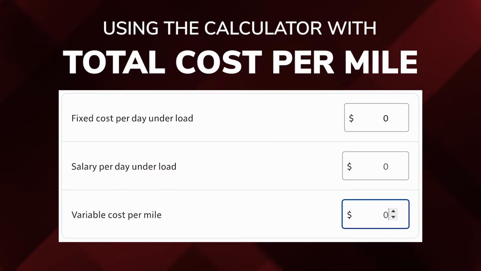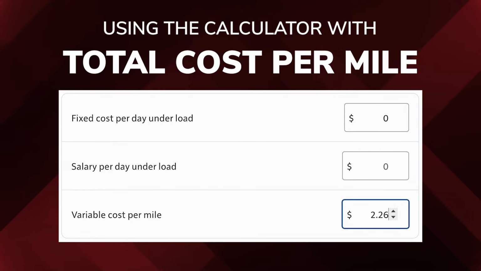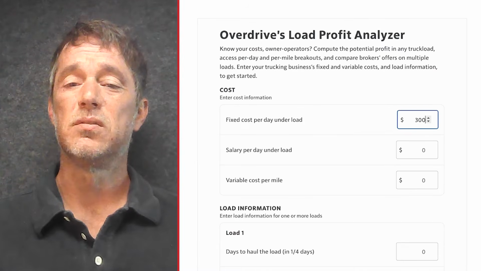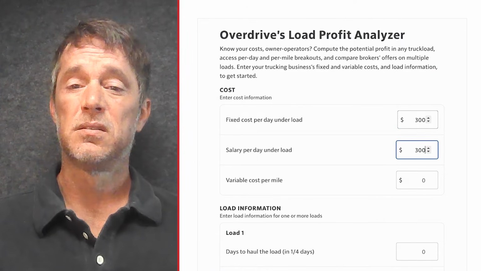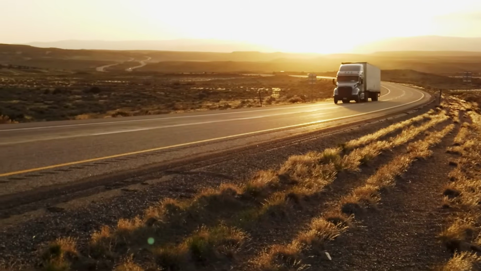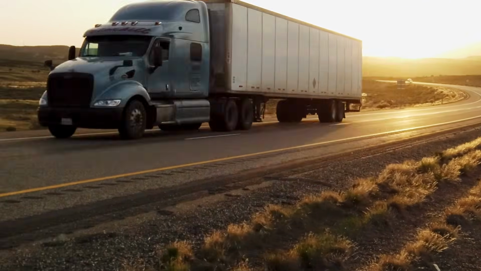If you're used to only looking at total cost per mile, you can still use the tool that way. Simply set fixed cost and salary to 0, then enter your total cost per mile under variable costs. But for more accurate results, more meaningful results, really, break your cost into the 3 categories. First, we'll go over some advice on how to arrive at each of these numbers.